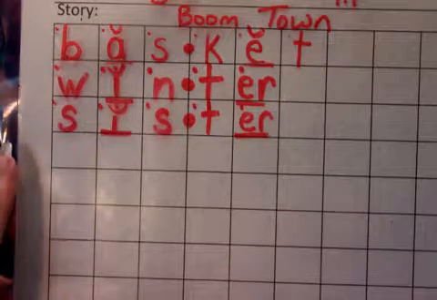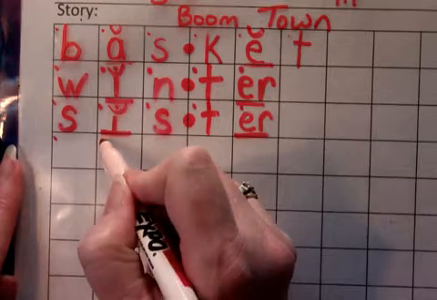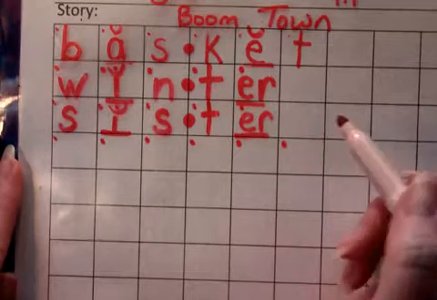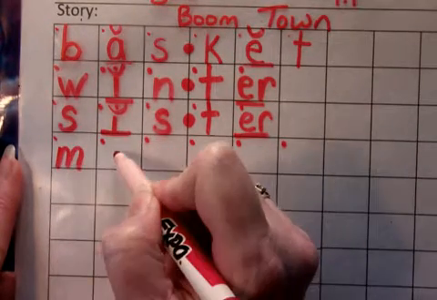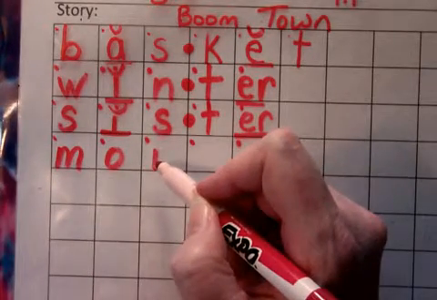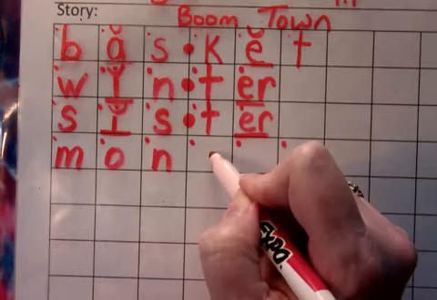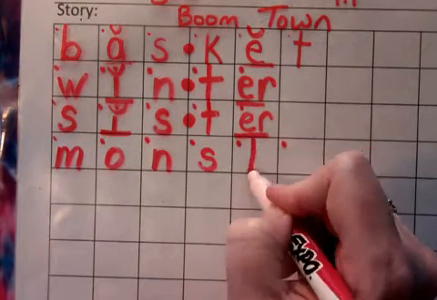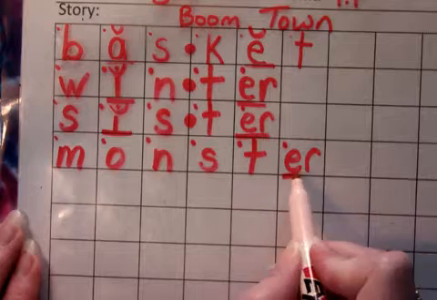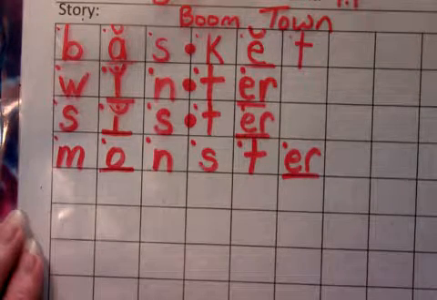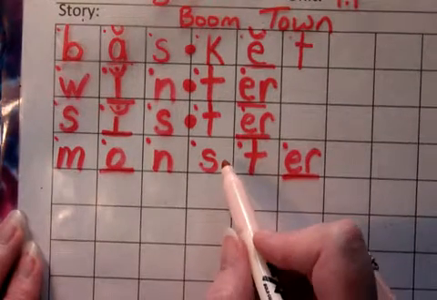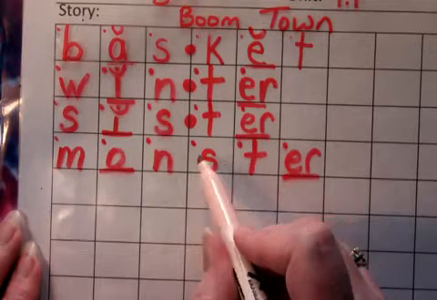The next one is monster. My tongue is up, my lips are open, that's the N. E-R. I'll look for my vowel sounds. I've got two vowel sounds. Monster. The dictionary has it broken right here.